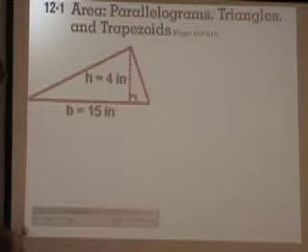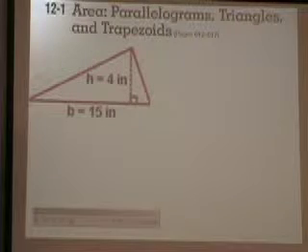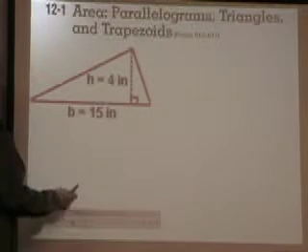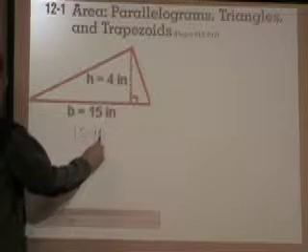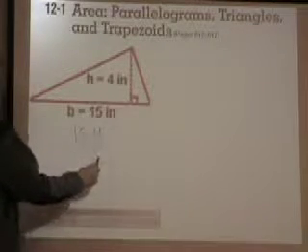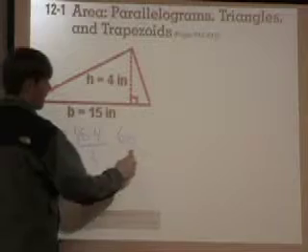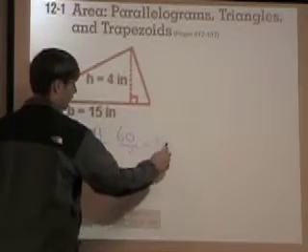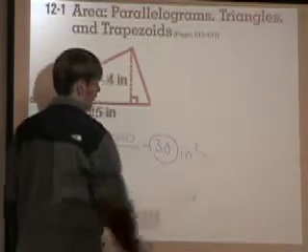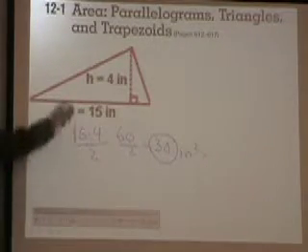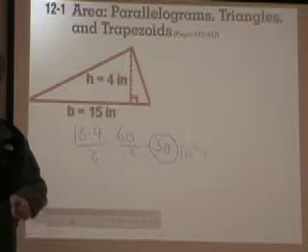Here we've got a triangle. Our base is 15 and our height is 4. So I've got base times height divided by 2. 15 times 4 is 60. Divided by 2 equals 30. And that's my area. Inches what? Square. Inches squared. 30 inches squared is your area on this figure.